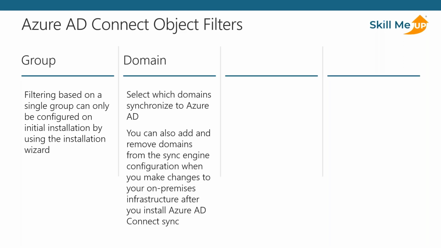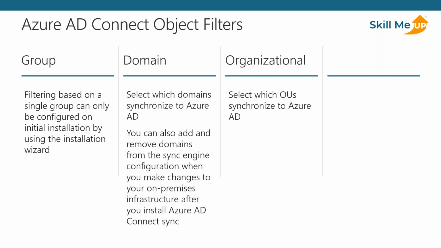The next one, which is even more common, is to select the domains that you wish to synchronize. Many organizations I've worked with basically use Azure AD Connect to sync everything in the domain. Now, that's actually not best practice. You shouldn't be synchronizing everything. You should choose the types of things that you wish to sync. So you can add and remove domains from the sync engine configuration at any point, and any changes made on premises, you can then synchronize those back through. The next option that's quite common is organizational filtering. So this is selecting OUs to synchronize to Azure AD.